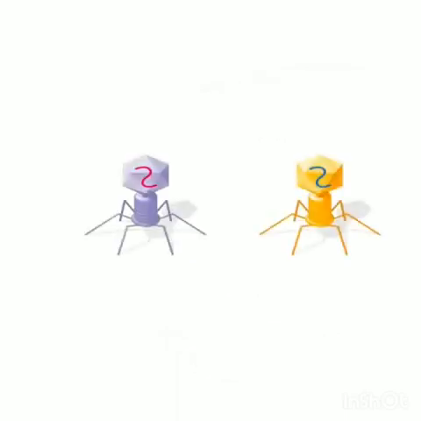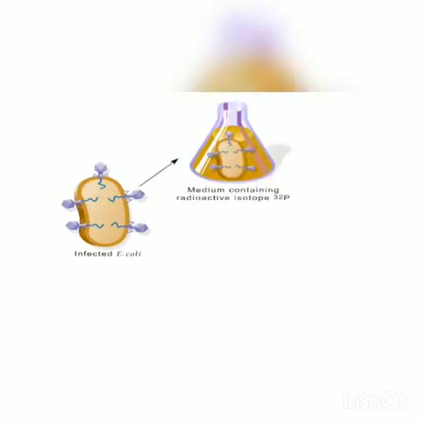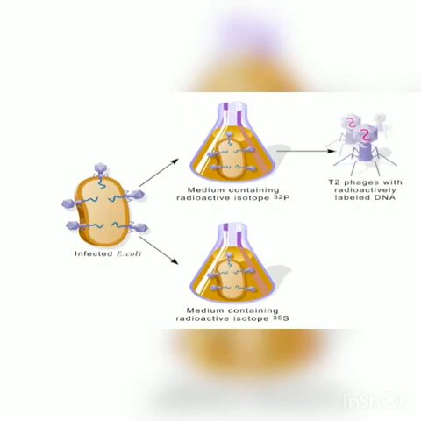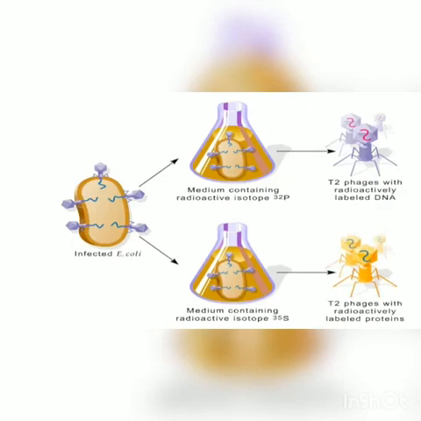For this experiment, the scientists prepared T2 phages that either had radioactive DNA or radioactive protein. To make the components radioactive, Hershey and Chase infected E. coli with T2 and grew the bacterial cells in two different culture media, one containing the radioactive isotope phosphorus 32 and the other containing the radioactive isotope sulfur 35. All the phages released from the bacteria grown in phosphorus 32 medium had radio-labeled DNA, while all the phages released from the bacteria grown in sulfur 35 medium had radioactively labeled proteins.